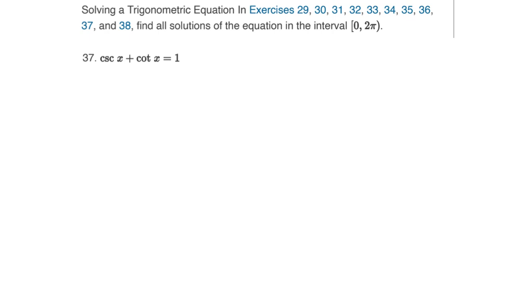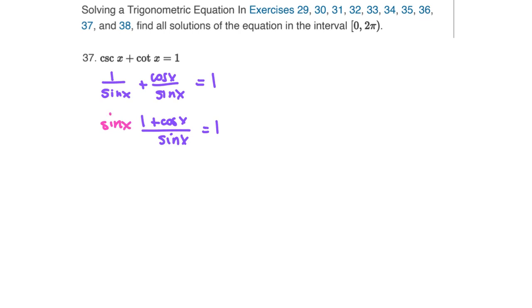So one way to work with this problem is I'm going to change it to 1 over sine of x plus cotangent is cosine of x over sine of x equals 1. So really right now we have a common denominator, so 1 plus cosine of x over sine of x equals 1. Then I'm going to go ahead and multiply by sine of x to both sides. So now I have 1 plus cosine of x equals sine of x.